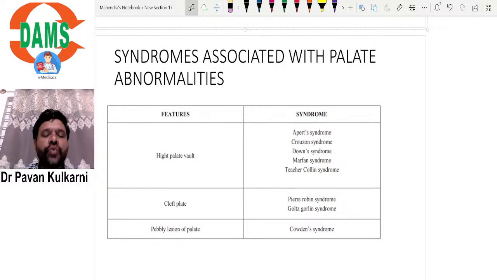Cleft palate is associated with basically two syndromes. There are many actually, but the two most important are Pierre Robin and Goltz-Gorlin. Goltz-Gorlin is associated with cleft lip also, cleft palate also. Similarly, pebbly lesions of the palate, where do you see them? Cowden syndrome. I've told you, wherever you come across pebbly lesions, let it be lip, let it be palate, it is Cowden syndrome.